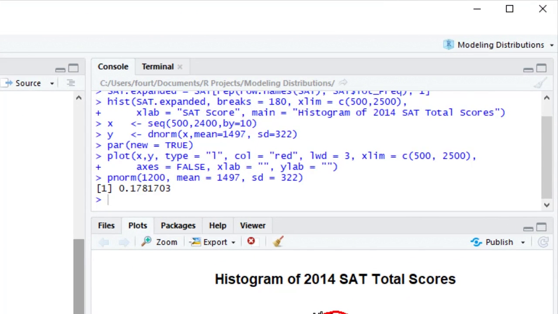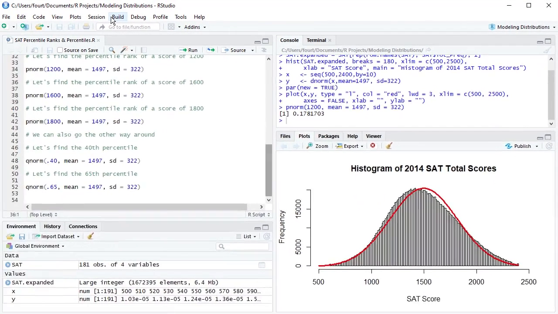When I run this function, R calculates 0.178, or about 0.18. This means that the percentile rank for a score of 1200 is 18. That is, 18% of the data in the distribution are below a score of 1200. If we wanted to say this using the term percentile, we would say that the 18th percentile is 1200.